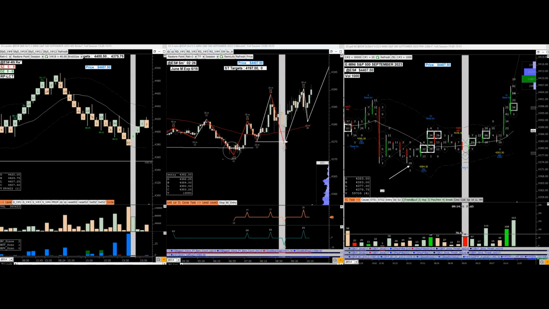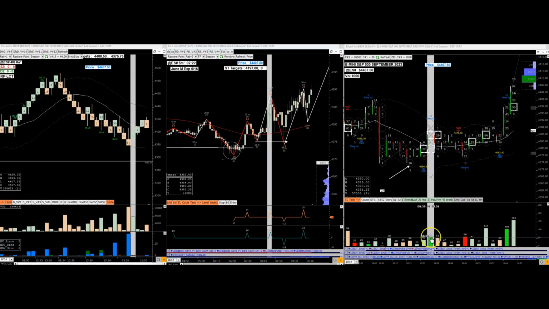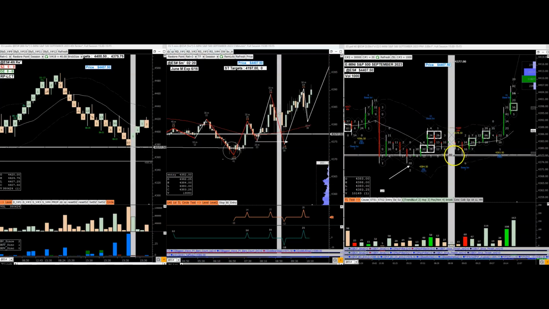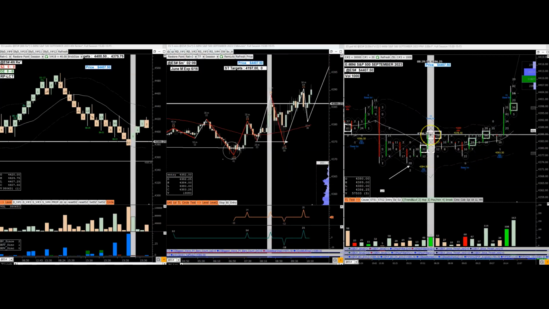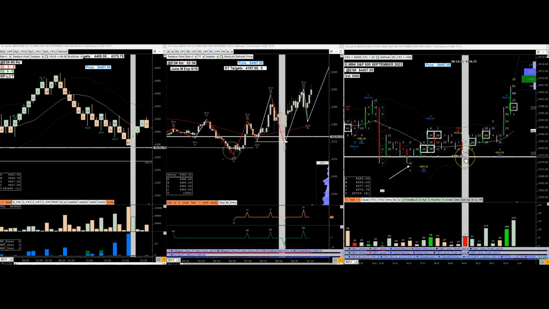You're right to say this heavy volume is more than the buying volume, but guess what? This was a spring and a shakeout, and sometimes springs or shakeouts have heavy volume, and they may even have more volume than the breakout. I don't like to see that situation, but I understand it.